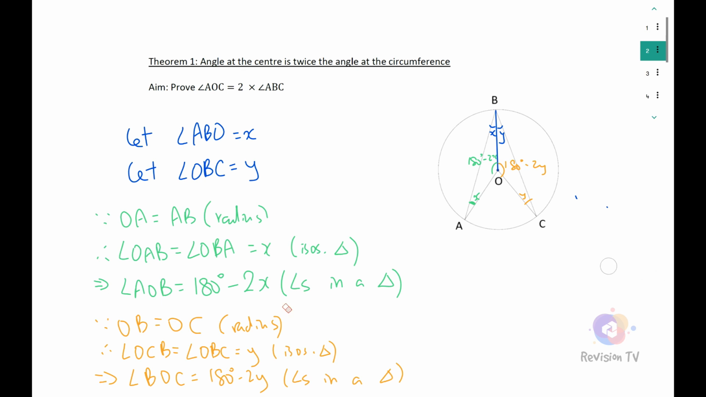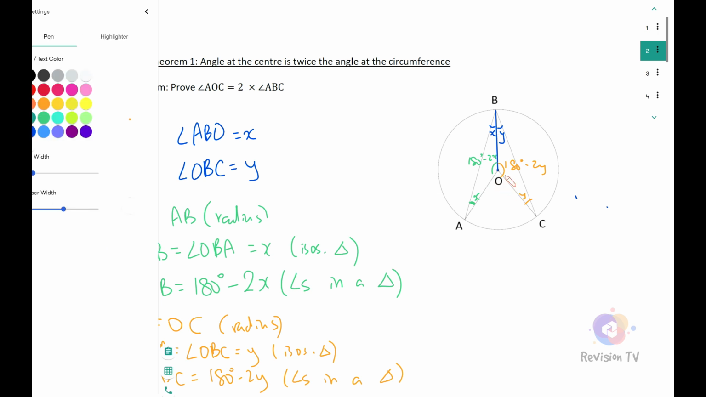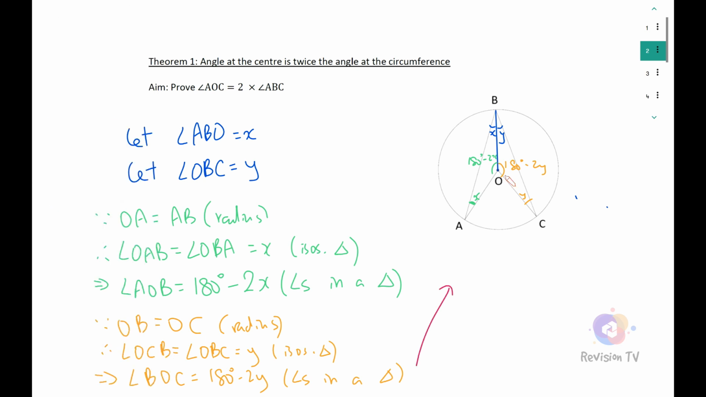Next, what else do we find? Remember that our aim is to prove AOC equals double of that. So we have to work out the angle of AOC. So last but not least, therefore, angle AOC equals 360 degrees minus the bracket 180 degrees minus 2x, subtract the bracket 180 degrees minus 2y. Reason, angles at a point. Angles at a point add to 360.